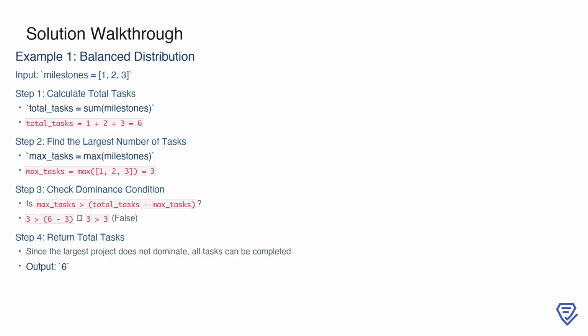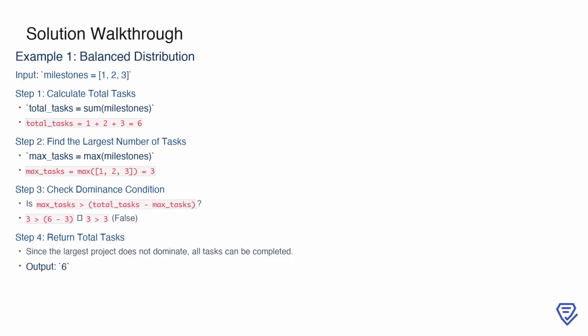To understand how we can calculate the maximum number of weeks we can work, let's start with a balanced distribution example where the milestones are 1, 2, 3. First, we calculate the total number of tasks by summing up all the milestones.